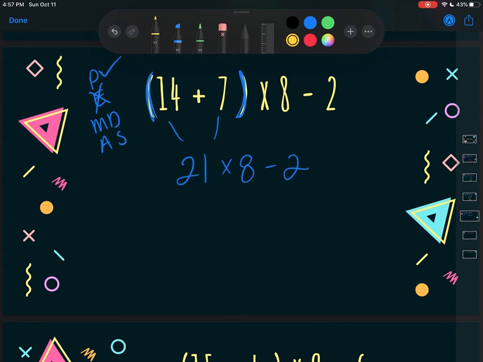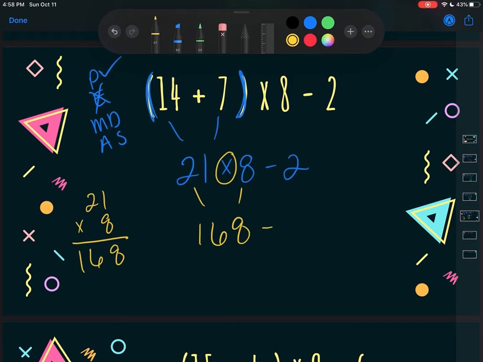All right, so my next step, I'm done my parentheses, right? So my next step would be to multiply and divide from left to right. I've got my multiplication right here, so I'm going to do that first. I'm going to do 21 times 8. Well, I don't know what that is off the top of my head, so let's multiply that out on the side.